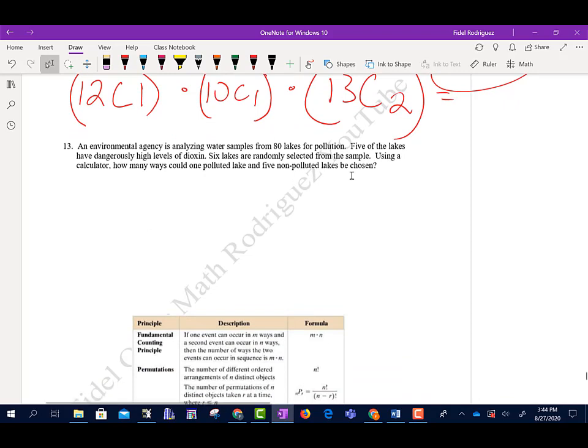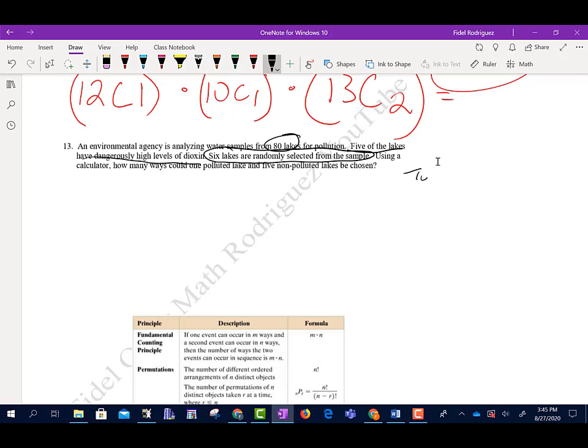Let's see. An environmental agency is analyzing water samples from a total of 80 lakes for pollution. 5 of those 80 have dangerously high levels of dioxin. Now, 6 lakes are randomly selected from a sample. Using a calculator, how many ways could 1 polluted lake and 5 polluted lakes be chosen?